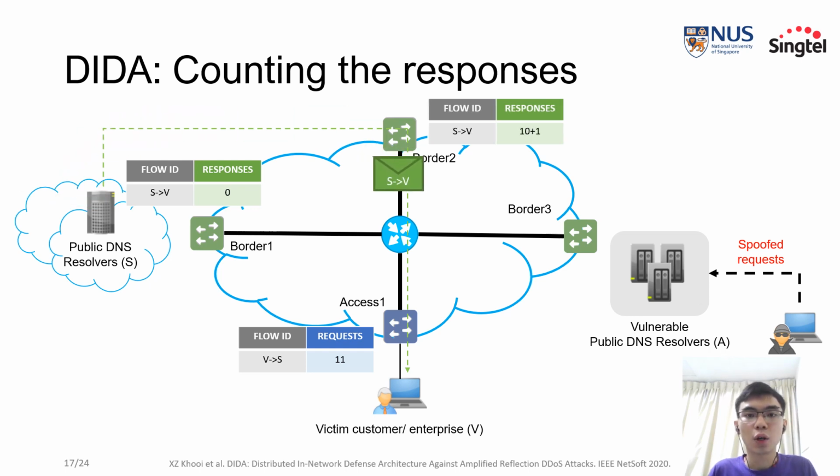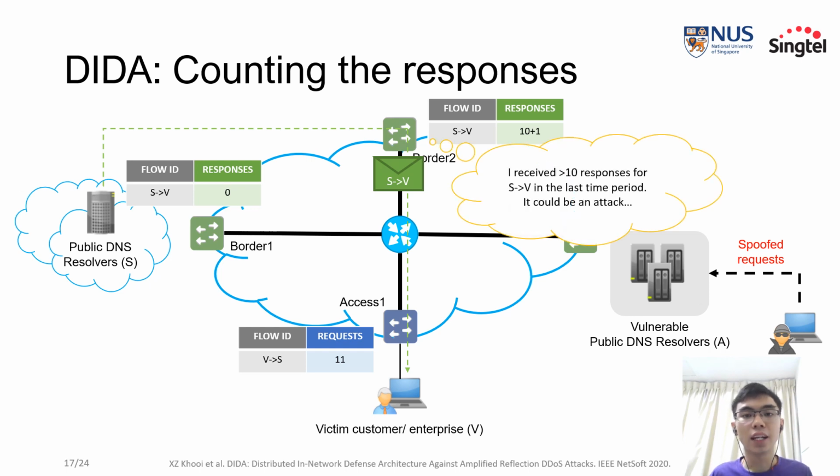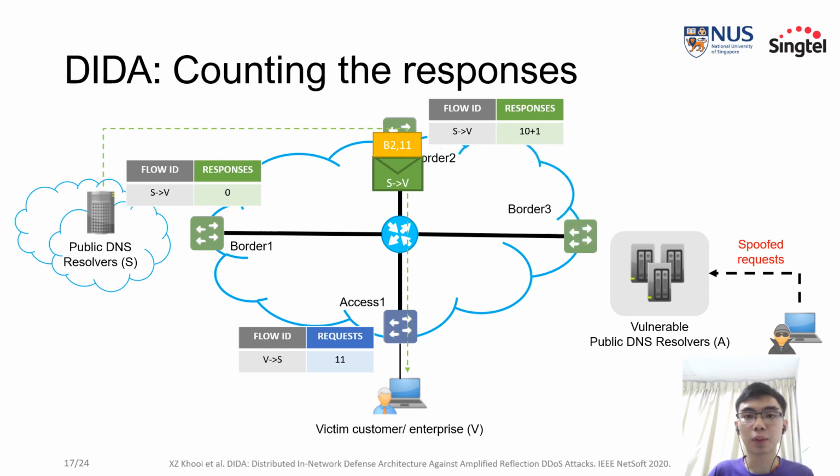Here, we have a predefined suspicious threshold of 10. Anything more than 10 within the last time period would suggest that the response could be part of an attack. Border 2 would then tag the response packet with a custom header containing the router ID as well as the counts before forwarding it to access 1.